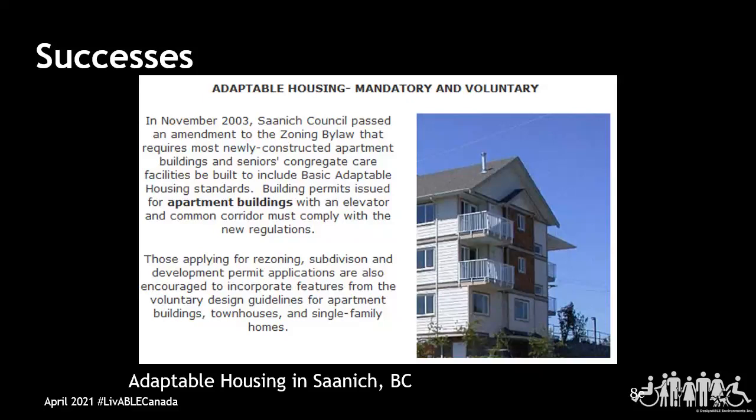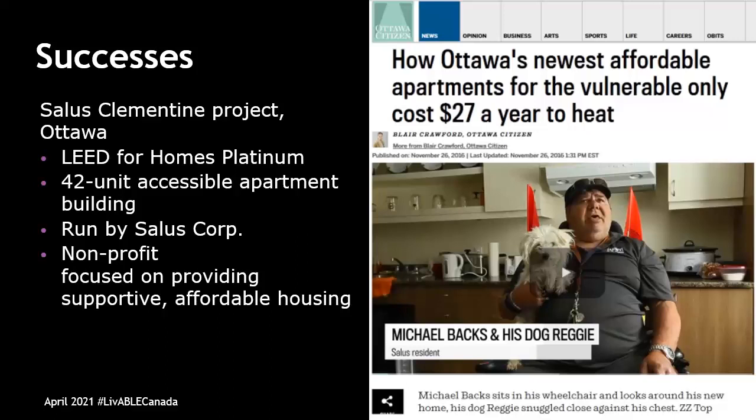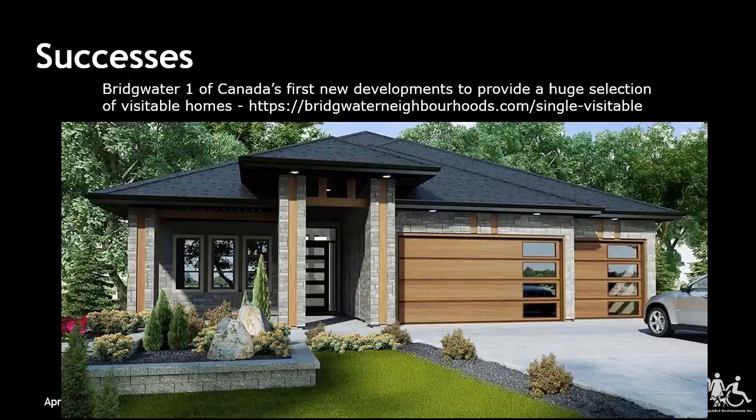So as the marketplace, as a lot of people were going out to British Columbia to retire out there, there are lots of opportunities. And you can see here that they have basic things like access through the front door, the lever hardware we talked about, and the transfer space in the toilets. Here we see in Ottawa, the Klaus Clementine project, which is a LEED Platinum home, so very green accessible with 42 accessible apartment buildings. And you can see on the article on the right-hand side, just above the picture of the man in the wheelchair with his dog, that the green features mean that it only costs $27 a year to heat these units, which is a great benefit to everybody.